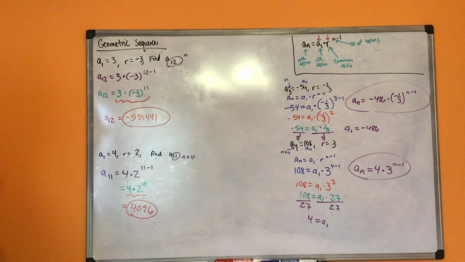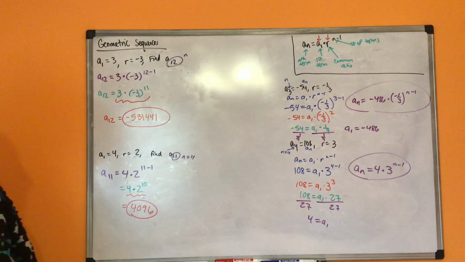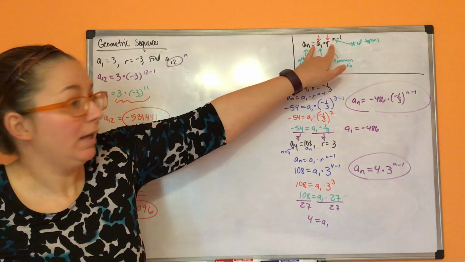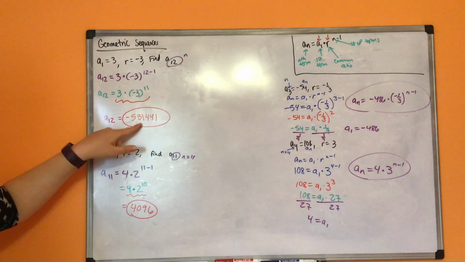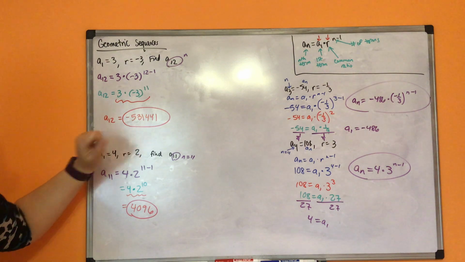That is it for today. If you are asked to write the explicit formula, remember to fill in A1 and R, leave everything else the same. If you're finding a term number, your answer will be a number, just like we saw in these last two. Have a great day.